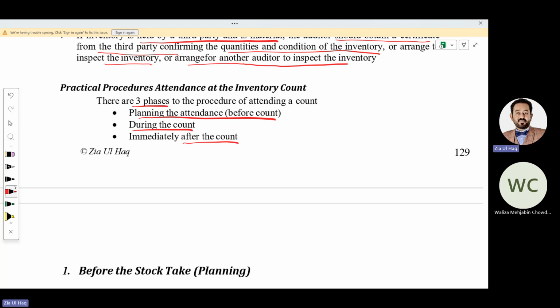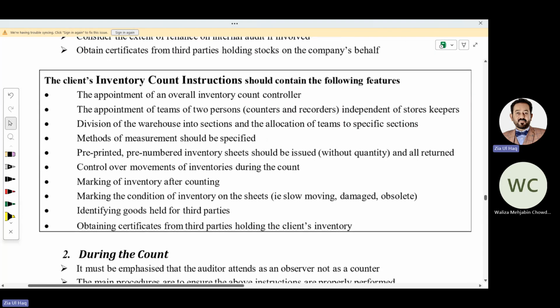But before moving to the procedures of before count, during count and after count, let's discuss how inventory count should be done. What is the proper method of count? Who will count the inventory, auditor or client? Client. So what is the proper method of inventory count? What are the inventory count instructions that should be followed during count?